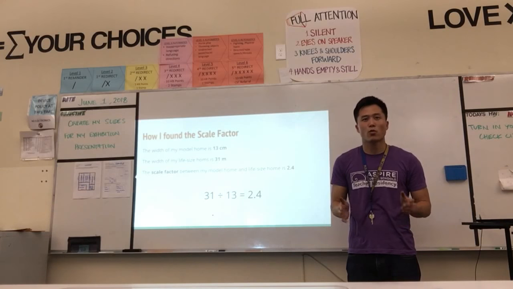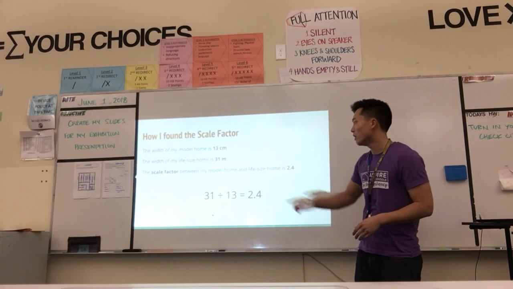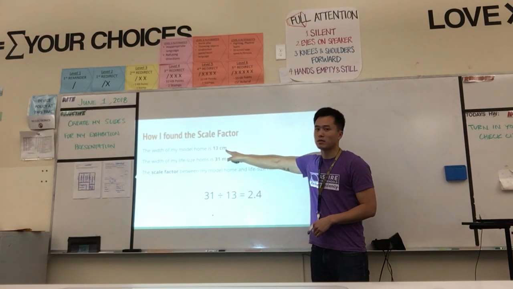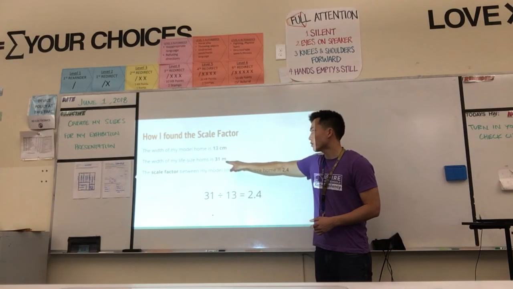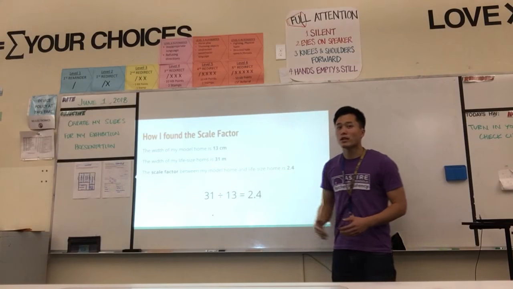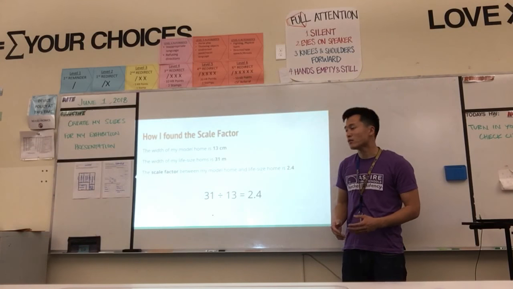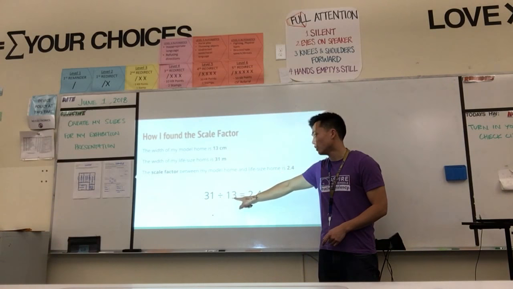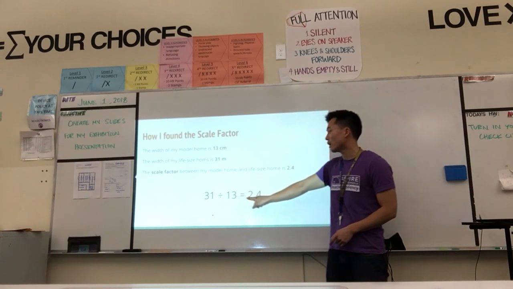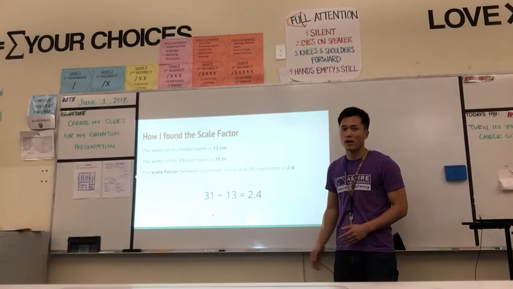First, I measured what the width was of my model home, and it was 13 centimeters. Then I was given the width of my life-size home, and it was 31 meters. I found the scale factor by dividing the life-size width, 31 meters, by the model width, which is 13, and when I divided 31 by 13, I got 2.4. So my scale factor is 2.4.